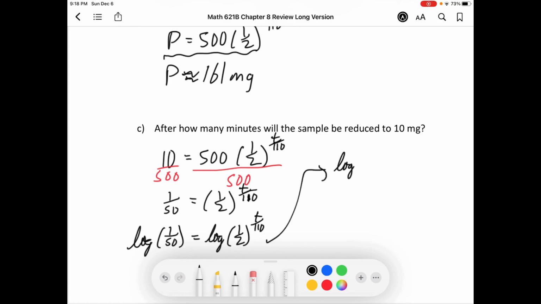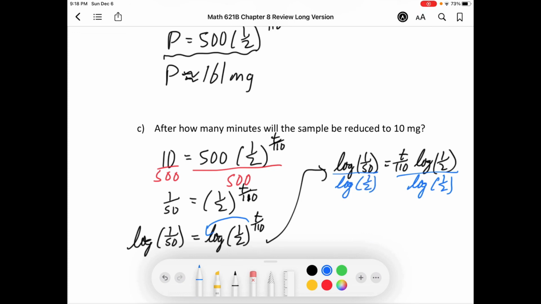Use some log magic. So I can pull this exponent down front. Get t over 110, log of 1/2. Now for me, I want to divide out right now. I want to divide out my logs. So divide by log 1/2. And what's happening here, we're not canceling out logs. We're taking the log of 1/50th and dividing it by the log of 1/2. On the right-hand side, yes, they do divide out.